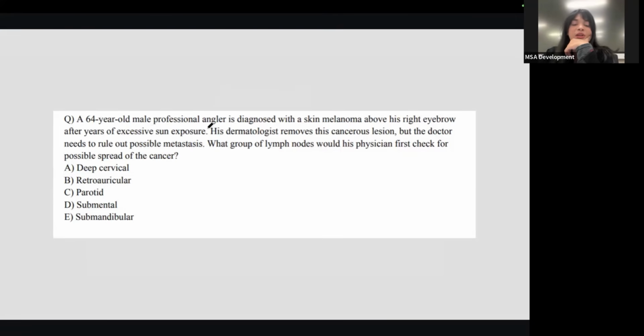A 64-year-old male professional angler is diagnosed with a skin melanoma above his right eyebrow after years of excessive sun exposure. His dermatologist removes his cancerous lesion, but the doctor needs to rule out possible metastasis. What group of lymph nodes would his physician first check for possible spread of the cancer? So he has skin cancer. Where is it going? We just talked about this. Pause and think. The answer is C.